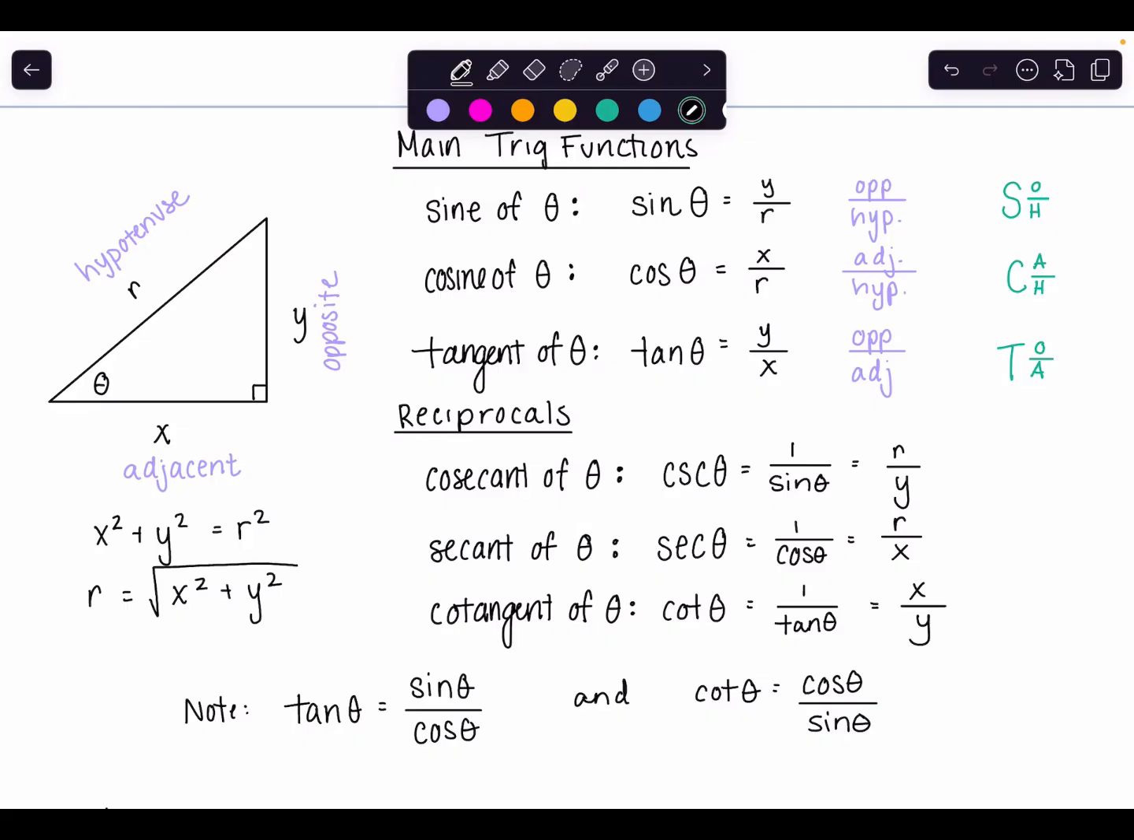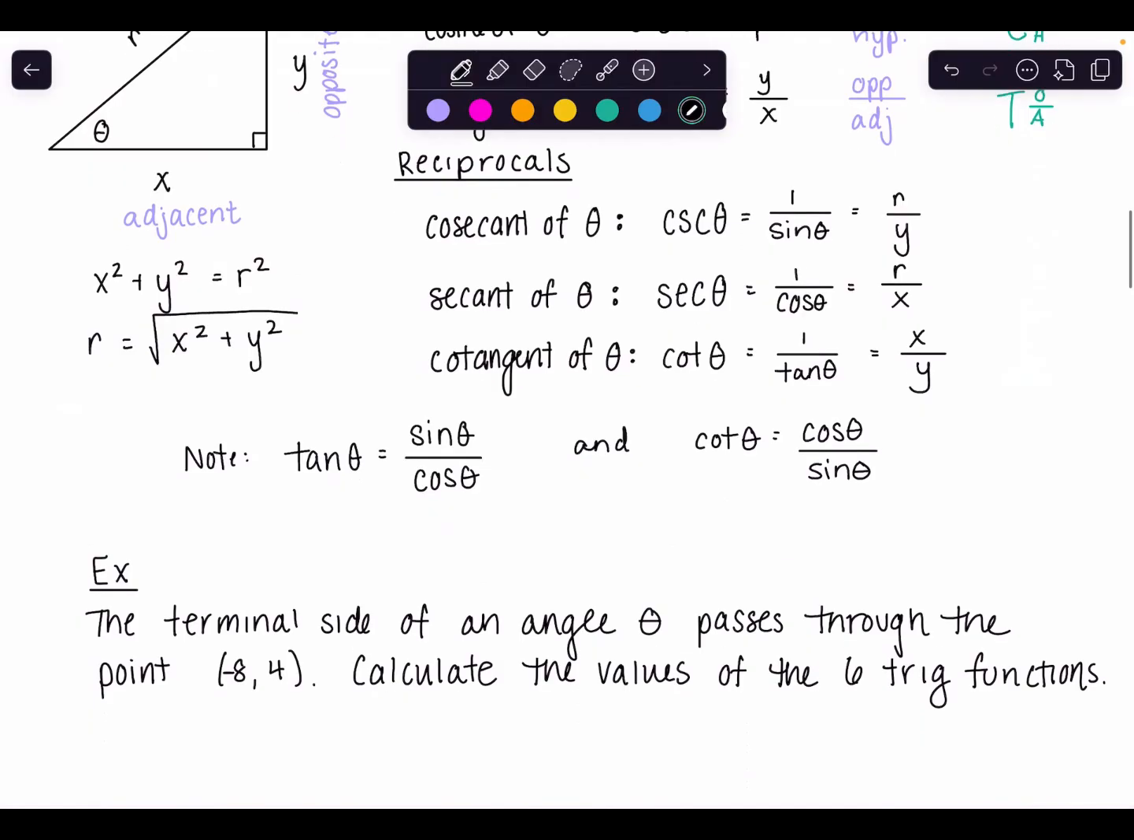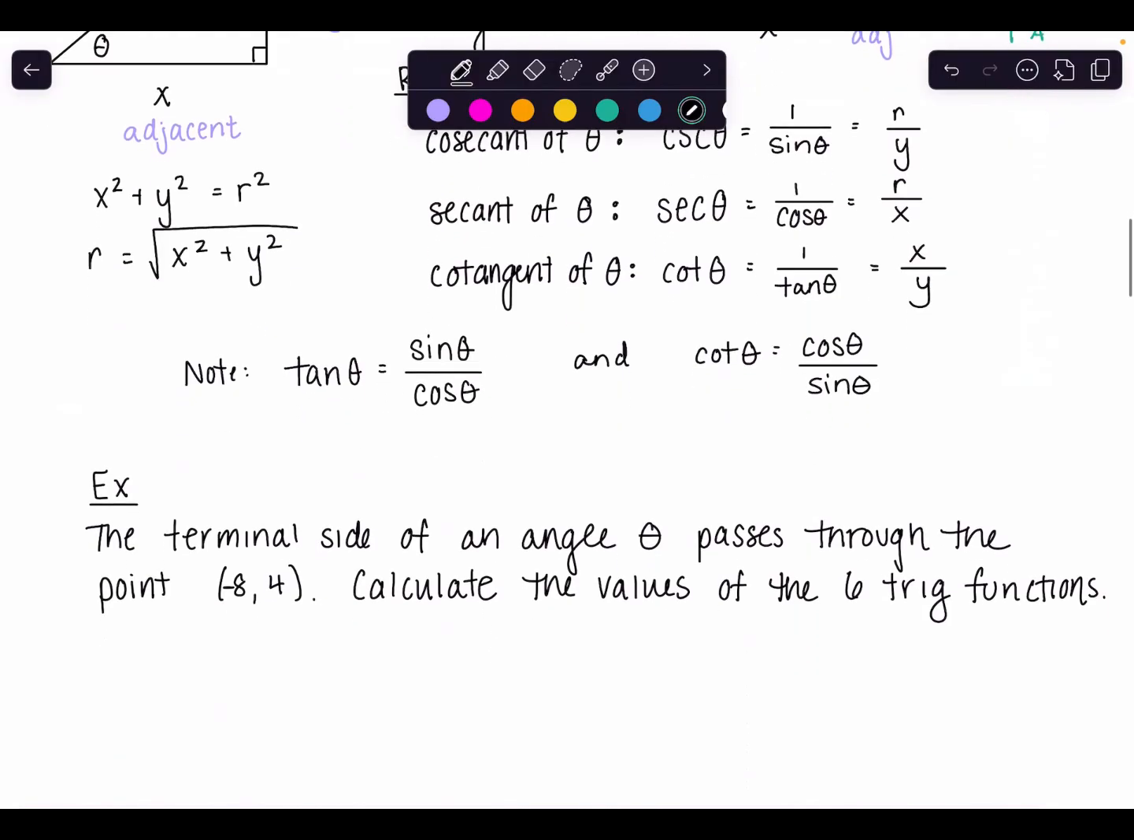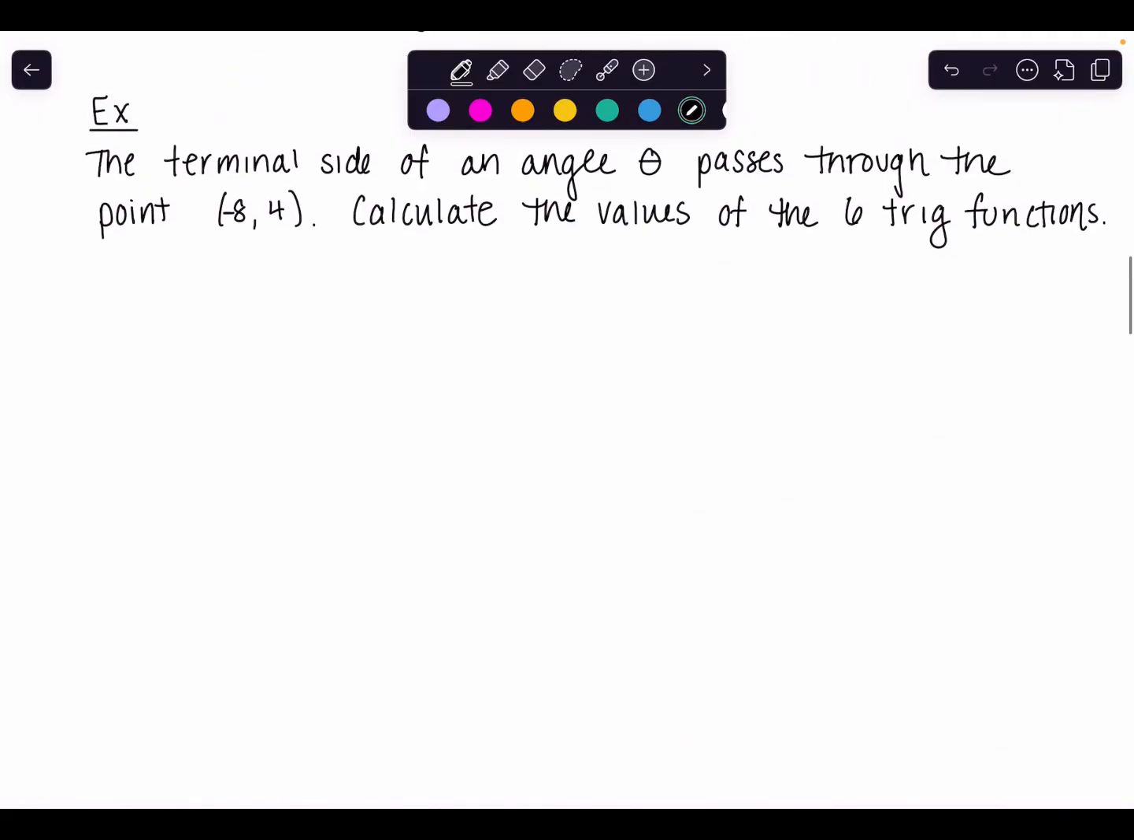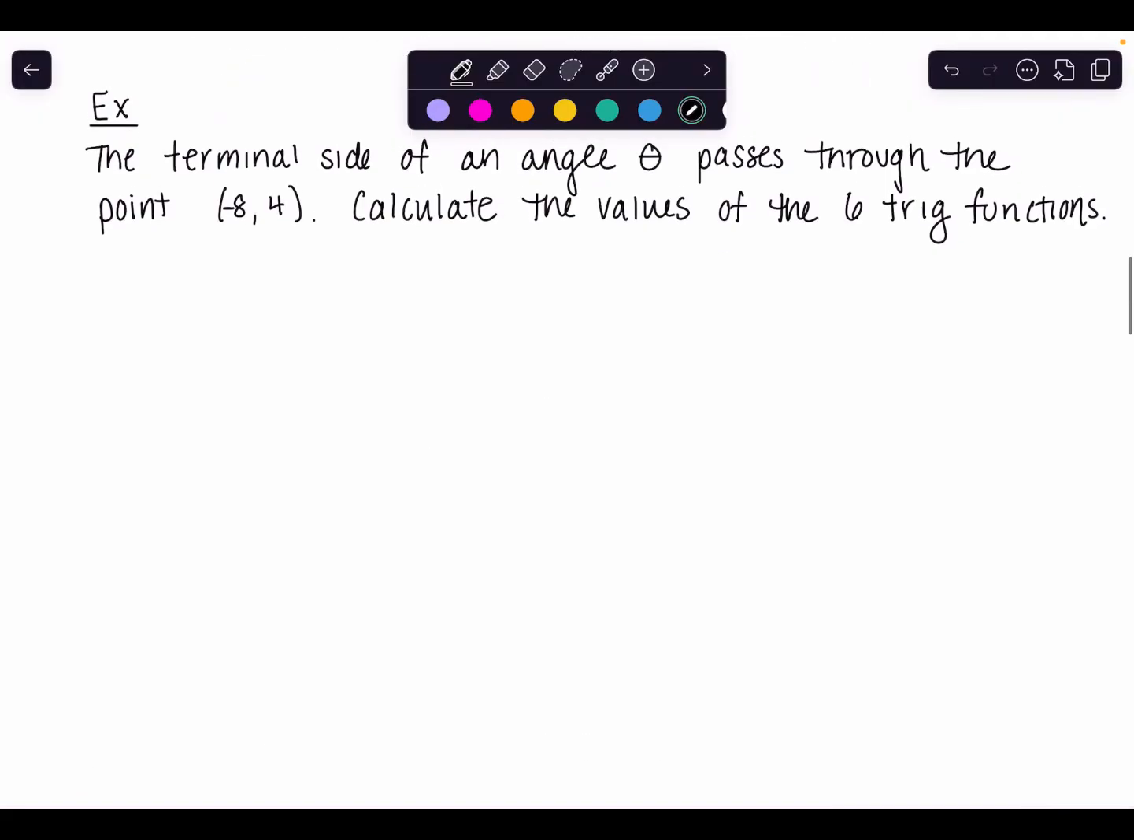So let's try an example, just getting some practice with this so we can find all of these 6 different trig functions. We're told the terminal side of an angle, theta, passes through the point (8, -4). We want to calculate the values of the 6 trig functions. So I'm going to go ahead and start by drawing a picture. So we've got our xy plane.